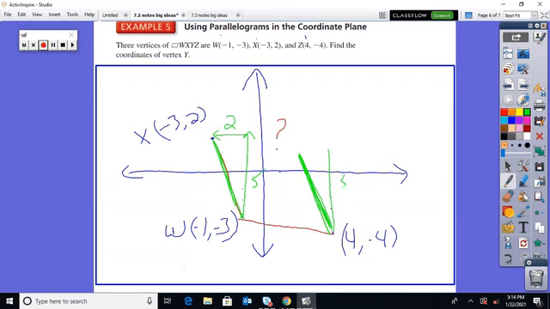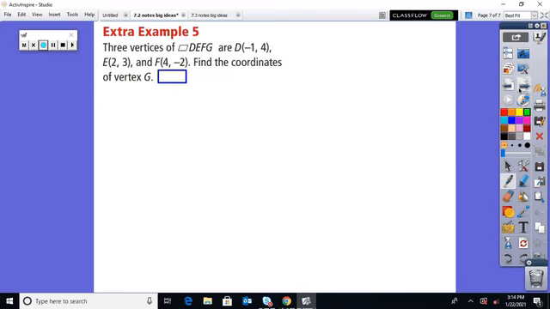Go up 5 and go over 2. That's going to put you at, if you add 5 to the -4, that's at 1. And if you go 2 to the left from 4, that's a +2. So there's the missing coordinate. All right, pause the video and try the last one you have right here.